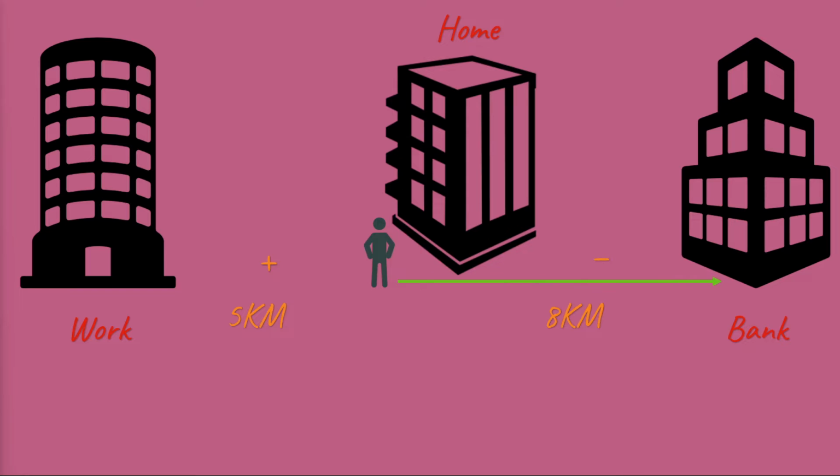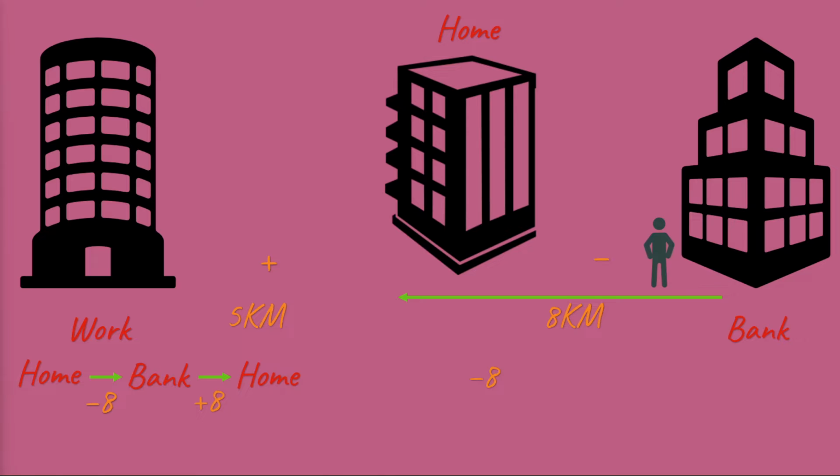Now you want to go from your home to the bank, so you are going to turn left, and you are going to take a distance of 8 kilometers. So you are going from your home to the bank, left direction, which is embossed by -8. Let's write it here. Now you want to go back to your home. So you are going to turn right, and you are going to take the distance of 8 kilometers. So from the bank to your home, you will take a distance of plus 8 kilometers. Let's write it here.